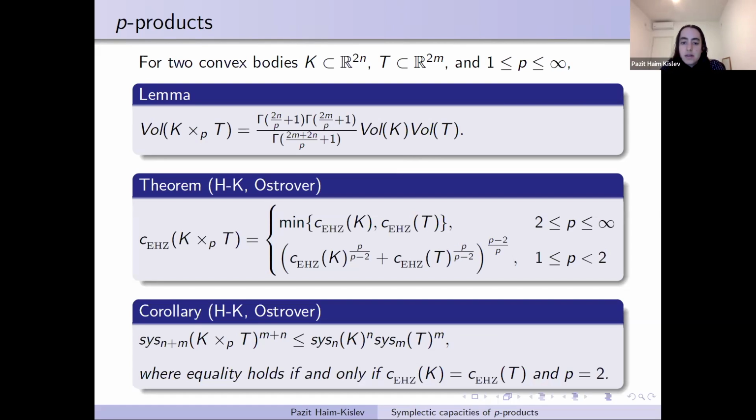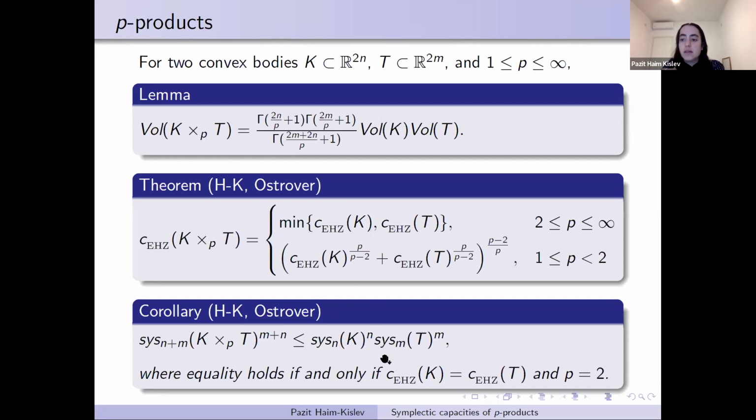For p larger than 2, this seems relatively easy to see, because as p grows, the volume grows and the capacity remains the same. So we have that the systolic ratio of the p-product is smaller than the systolic ratio of the 2-product, and that is smaller than the multiplication of the systolic ratios.